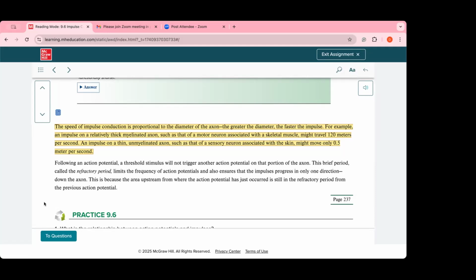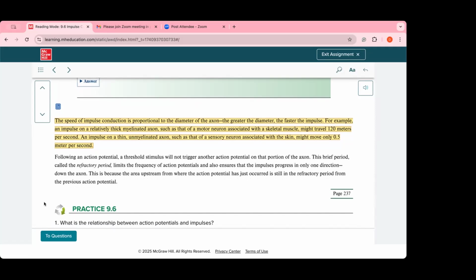Okay. Following an action potential, a threshold trigger will not trigger another action potential on that portion. This brief portion, called the refractory period, limits the frequency of action potentials and also ensures that the impulses progress only in one direction down the axon. This is because the area upstream from where the action potential has just occurred is still in the refractory period from the previous action potential. Okay. But that's not telling me what. Okay, keep going.